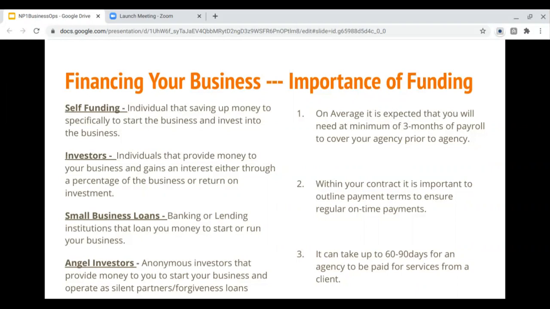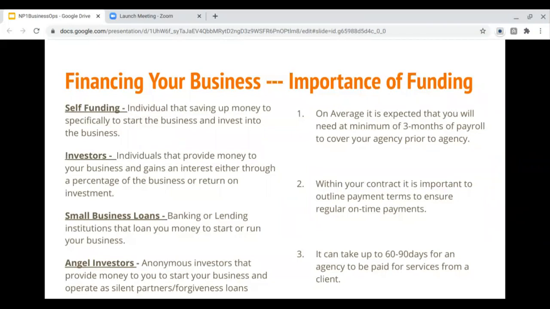You can also get an investor. A lot of times these are people who do just that, invest in businesses, small businesses, big businesses. Their desire is to gain an interest in the business, either through owning a percentage of the business, 1 to 5 to 25% of the business, or some sort of return on their invested monies. There are also options for small business loans. This is where your banking and lending institutions will loan you the money to start or run your business.